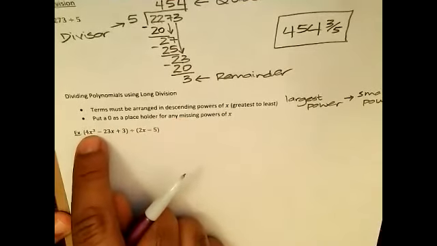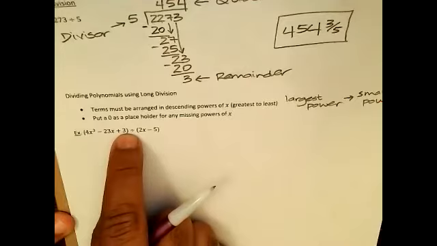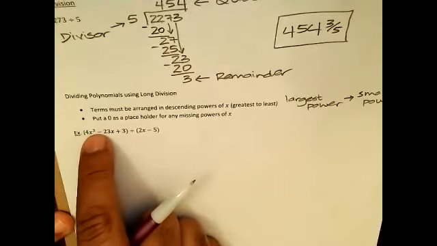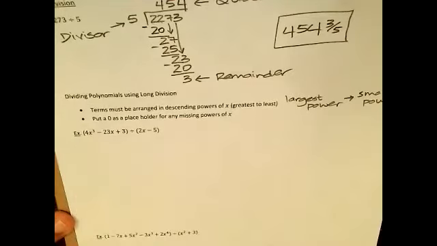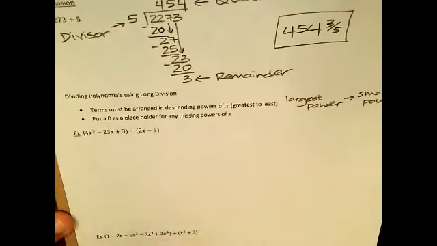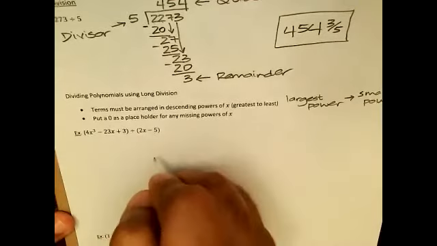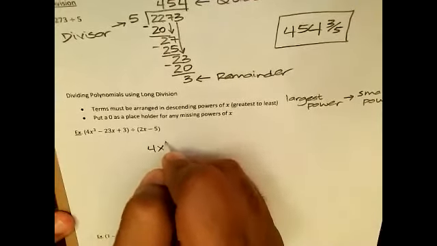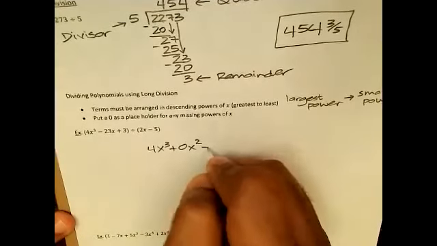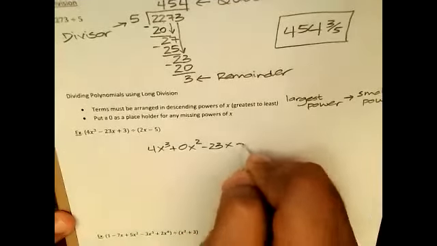So my polynomial is 4x cubed minus 23x plus 3. The first term is x cubed, and then you notice that there is not an x squared term in this function. Because I don't have an x squared term, I'm going to have to add one, and I'm going to write it as 0x squared. So it's going to be 4x cubed plus 0x squared, and then minus 23x plus 3.